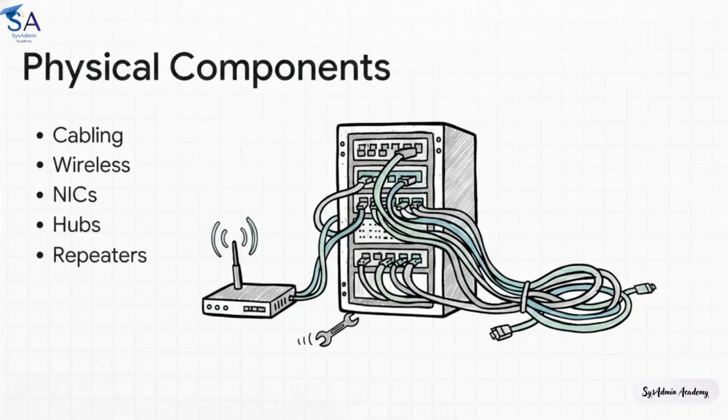As a sysadmin, this is your physical domain. We're talking about the messy cabling systems, the wireless antennas, parallel SCSI interfaces, and basic hardware like hubs and repeaters. When a patch panel goes bad or a network interface card fails right at the connection level, this is the exact layer you are fixing. It's the tangible, hands-on bottom of the whole network stack.